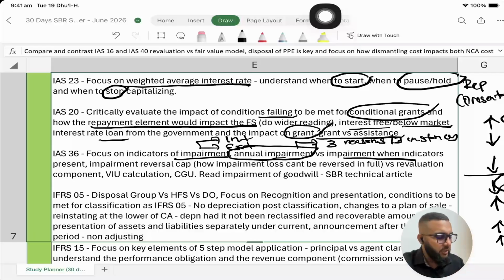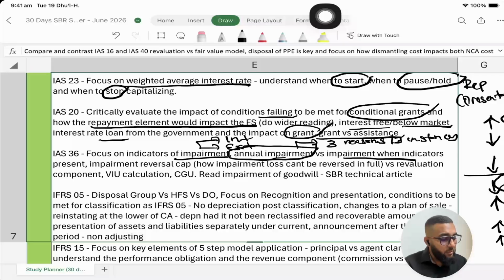Just think about it. Then impairment reversal cap. So when, let's say, there was impairment testing done on the first go, there were impairment losses. Then after a couple of years, things are getting better and there is an impairment reversal required. But you can't reverse the entire amount. There is a cap, impairment cap, right? You cannot reverse the entire impairment. What is that cap?